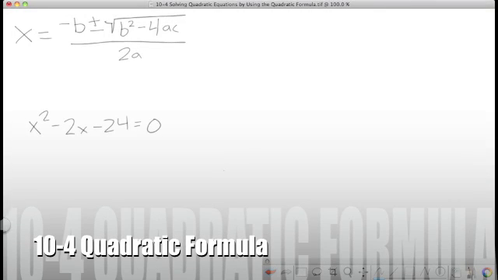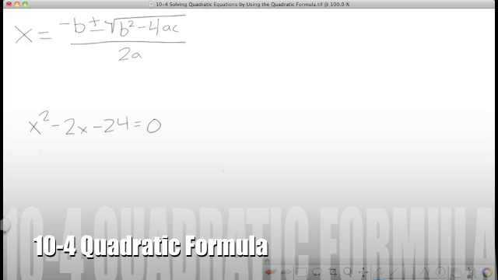Alright guys, today we're going to work on 10-4, which is solving quadratic equations by using the quadratic formula. Now, the hardest part about this lesson is memorizing the quadratic formula, which is x equals negative b plus or minus square root b squared minus 4ac divided by 2a. That is going to be the most challenging part to this. Once you memorize that formula, you should know that the rest of it is pretty easy. Using it is going to be really easy.